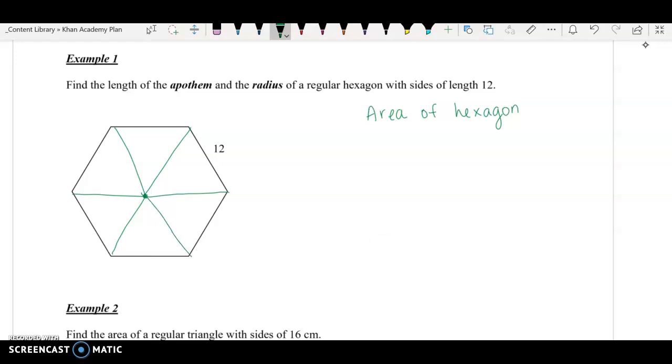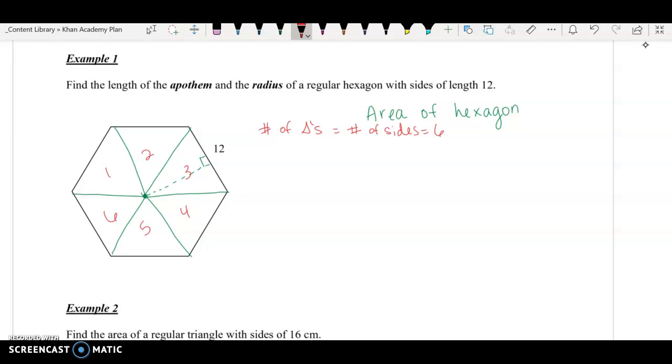So what we want to focus on is looking at the triangle in general, and we want to come up with the area of one of the triangles, and then we're going to end up multiplying it by 6 because there are 6 triangles here. So the number of triangles is equal to the number of sides, which would be 6. So in the long run, we're going to end up multiplying by 6.